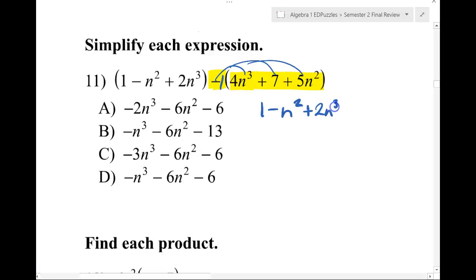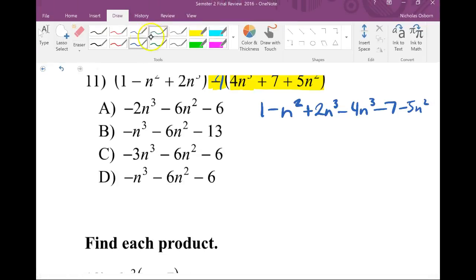Plus 2n cubed minus 4n cubed plus 7. Oops, sorry. Got to change the sign. Forgot. So that becomes -7. And then the 5n squared becomes -5n squared. And then we want to combine the terms that are like each other.